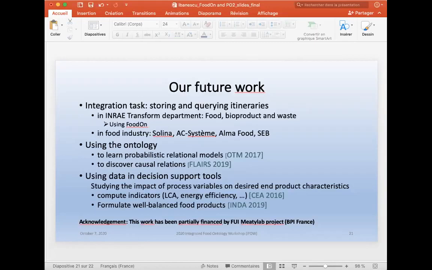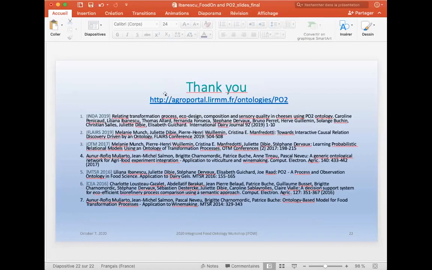And we will continue to explore how to use our data in decision support tools by studying the impact of process variables on the quality of the end product. Some published results are about how to compute indicators or to formulate well-balanced food products. And thank you for your attention.